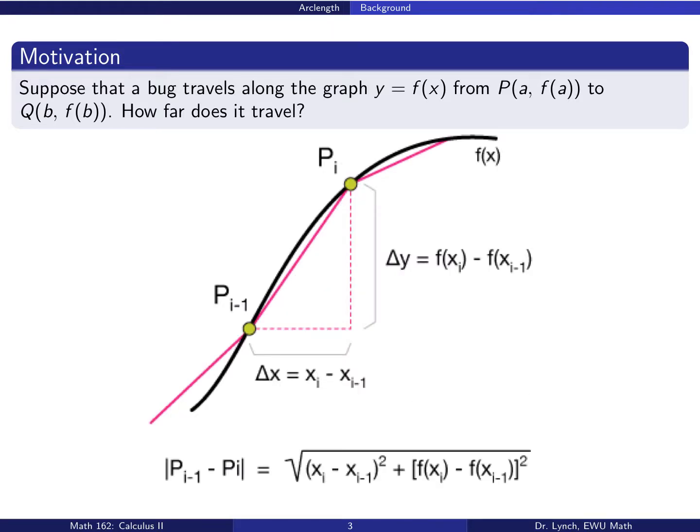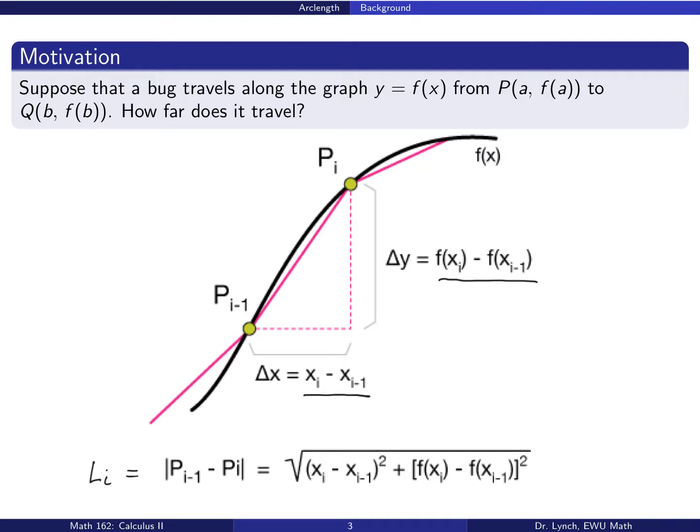The straight line here has some length that's just given by the Pythagorean theorem. So we see that we can express the hypotenuse of this triangle as it pertains to delta x, which is the change in the x value, and delta y, which is the change in the function value. Accordingly, we see this expression for the distance between the ith point and the (i minus first) point as the square root of the sum of two squares, exactly as the Pythagorean theorem states. I'm going to refer to this length as L sub i, the length of the ith interval.